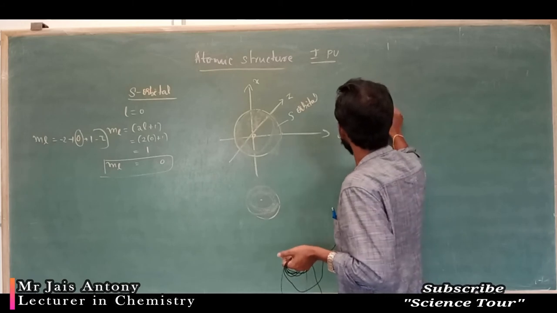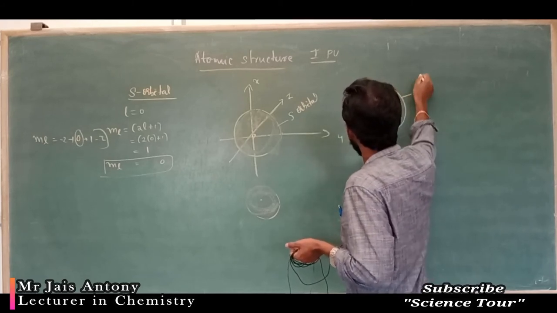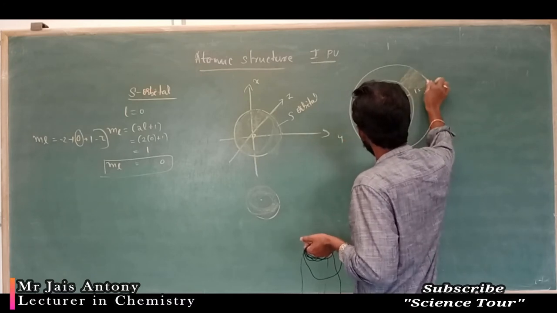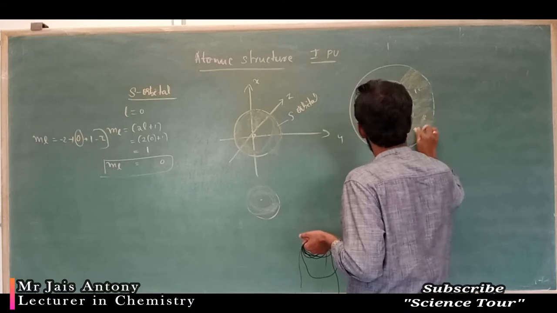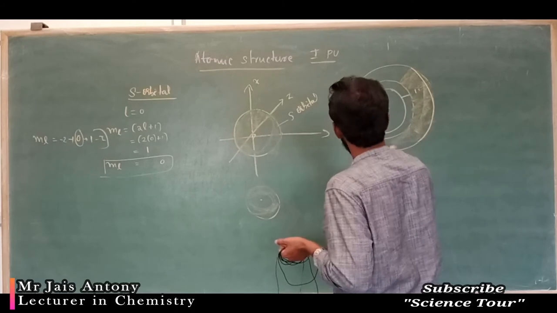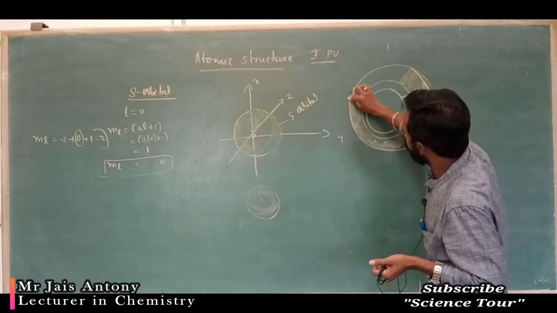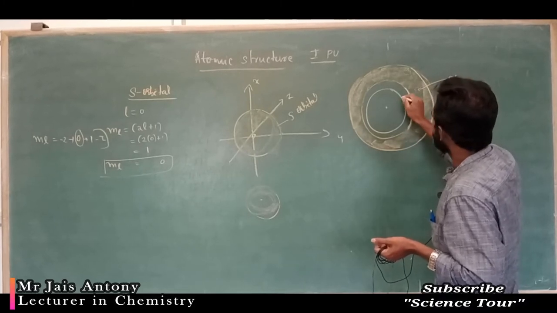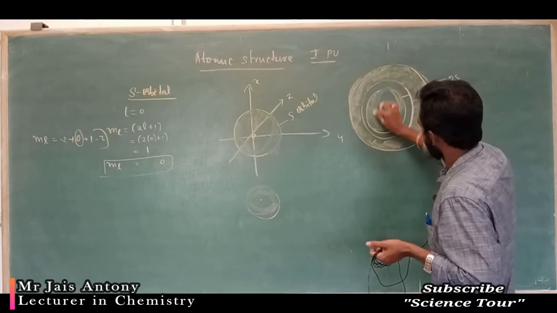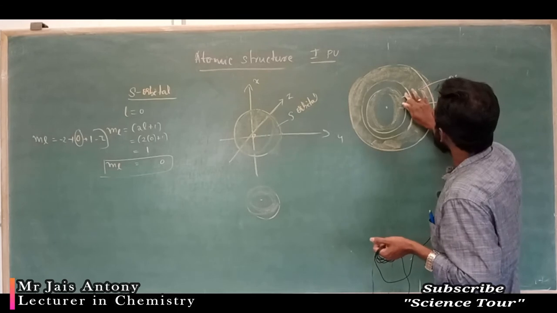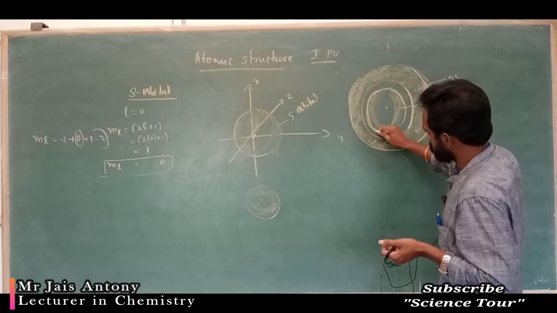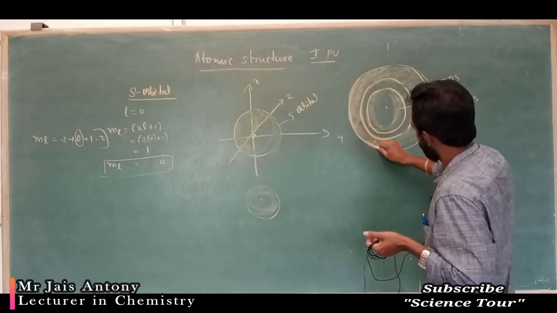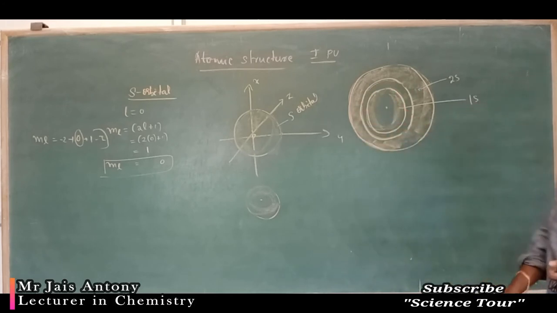So if I am drawing 2s orbital, imagine this is nucleus, this is 1s orbital, and again if I draw 2s, you have to draw like this. Here one small space is there. So this is 2s, and this is 1s. Here you can see one gap between 1s and 2s. This is the 1s circle, again one gap, after that 2s.